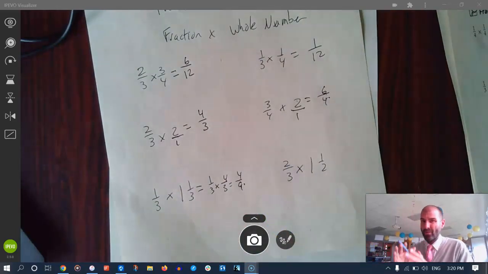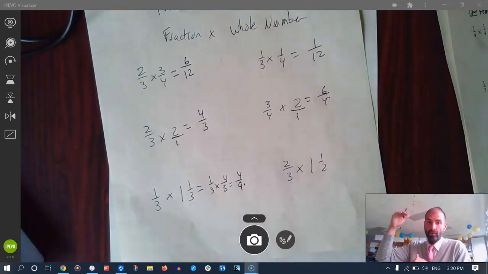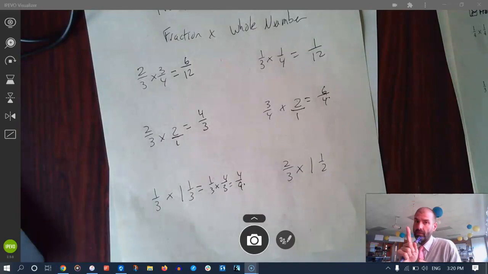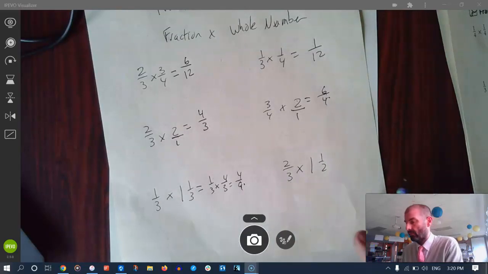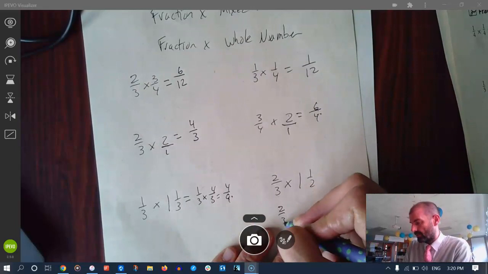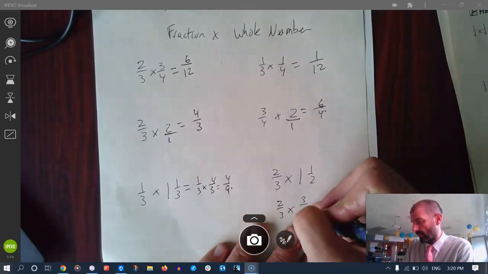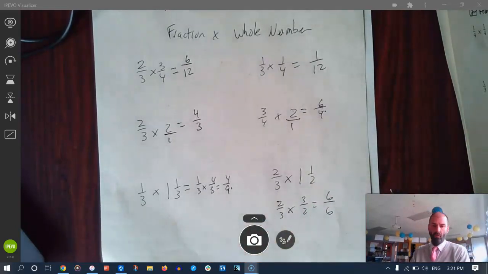Okay, so now we're seeing another pattern. When that number is greater than 1, okay, 1 or greater, that answer is going to be less than one factor and greater than the other factor. Okay, it's still going to be less than 1. Okay, less than one factor. And here, 2/3 times 1 1/2, that can be rewritten as 2/3 times 1 whole and halves is 2, so that would be 3/2, and that would be 6 or 1 whole.